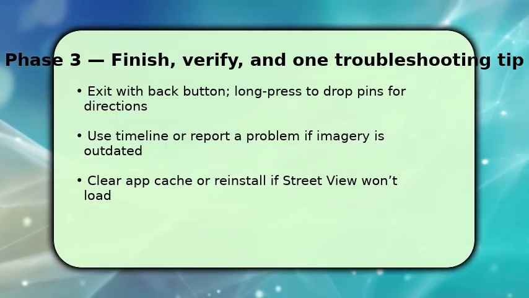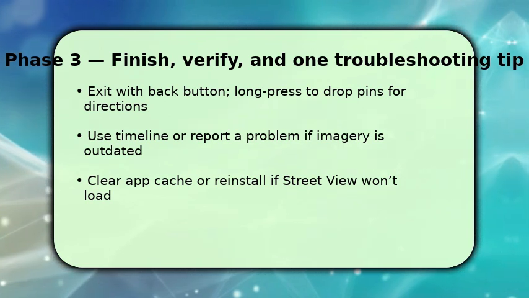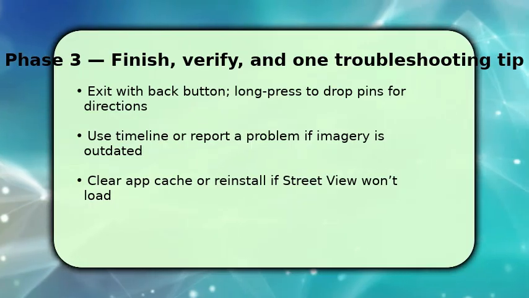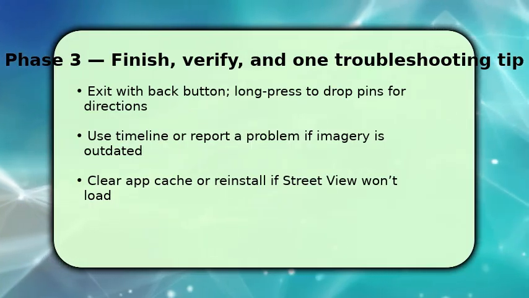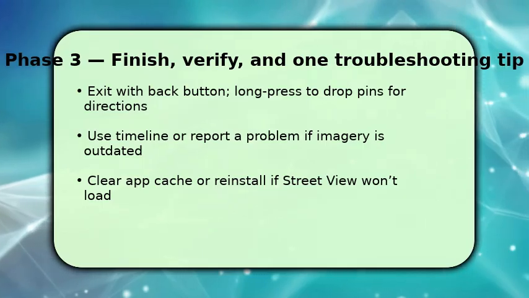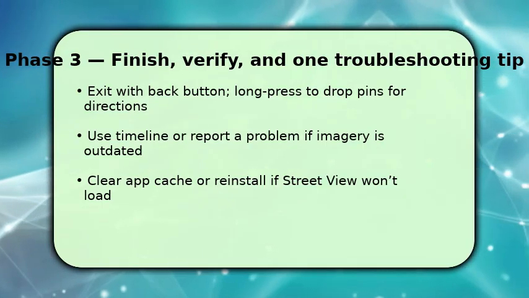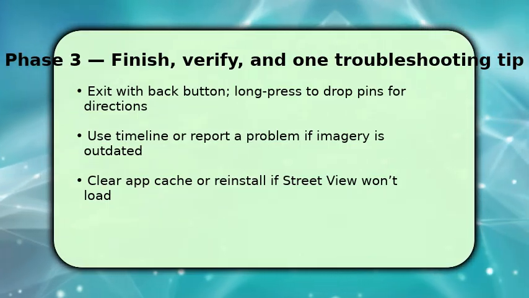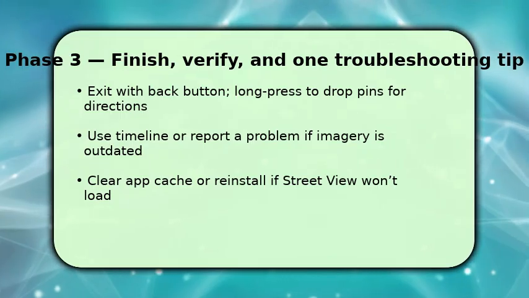If imagery is old or incorrect, tap the three dots and choose Report a Problem or view the place's timeline to compare dates. If Street View fails to load, clear the Maps app cache, restart your phone, and reinstall if necessary. This fixes most corrupt data issues. Finally, make sure app permissions, camera, and storage are allowed so interactive features work correctly.